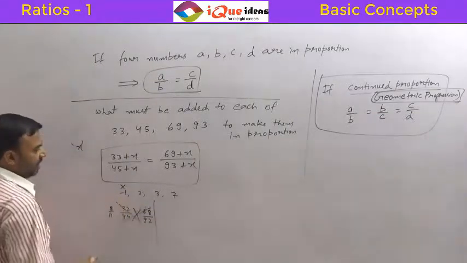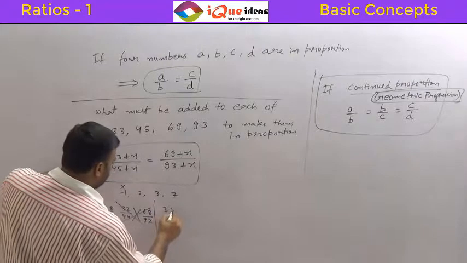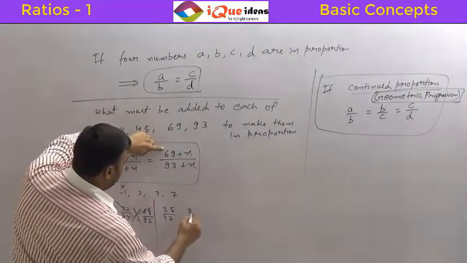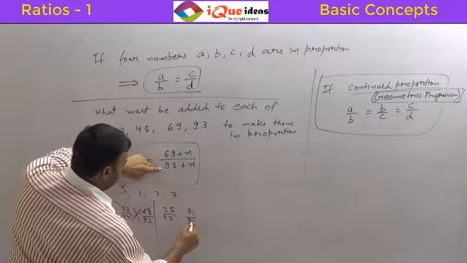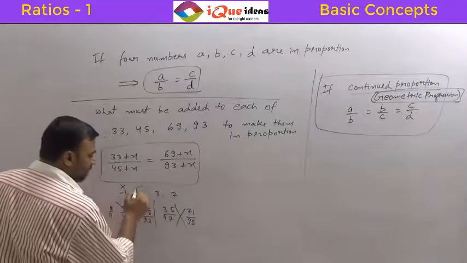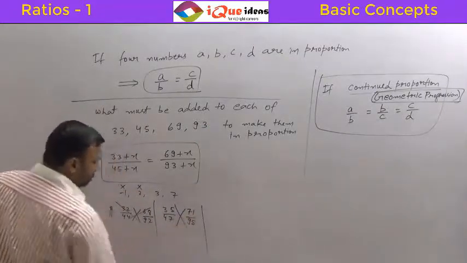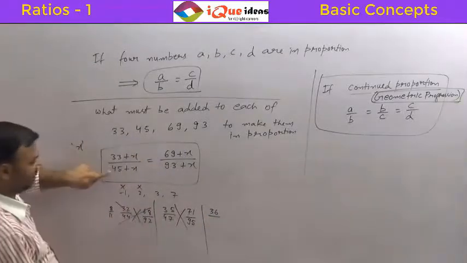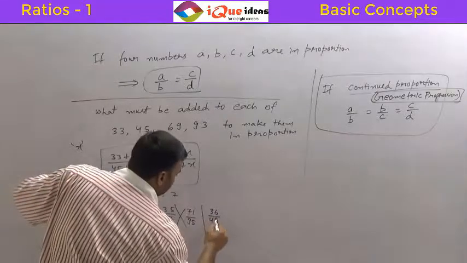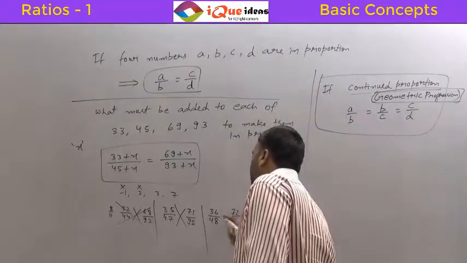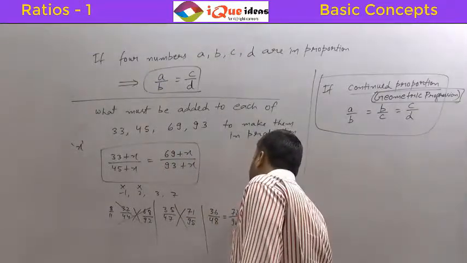If you take 2, if you put 2, this will become 35. This will become 47. Here if you put 2, it will become 71. And this will become 95. Very clearly, this 95 is not divisible by 47. 47 is a prime number. So this also is wrong. If you put x equal to 3, what will happen? This will become 36. And this 45 plus 3 will become 48. This is equal to 69 plus 3, that is 72. And 93 plus 3, that is 96.